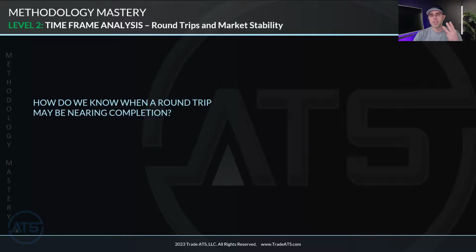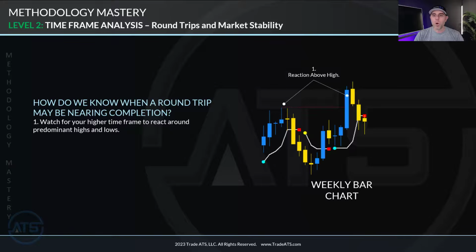So here's your 3-step playbook for understanding when your higher time frame is nearing its round trip completion and leading to a big market reversal. Step number 1, you want to watch for your higher time frames to react around predominant highs and lows. As you can see in the example chart to the right, the weekly chart has been driven up through a major resistance area. We would be very concerned to see what kind of reaction happens on that weekly chart. If the weekly holders sell their positions, then that's going to cause a major market reversal on all the time frames that are below the weekly chart. It's going to have a domino effect.